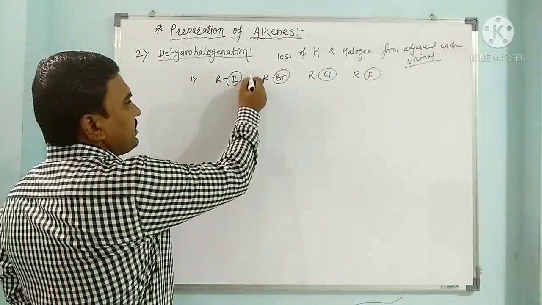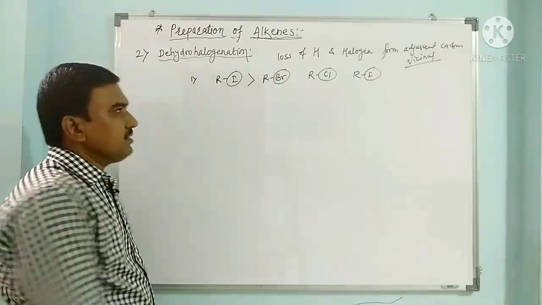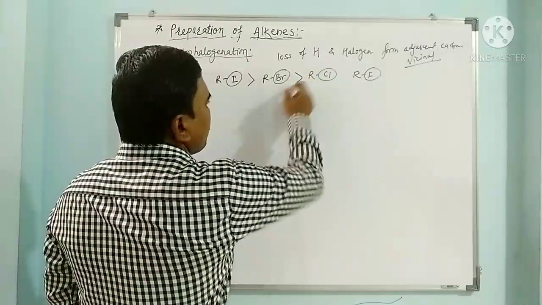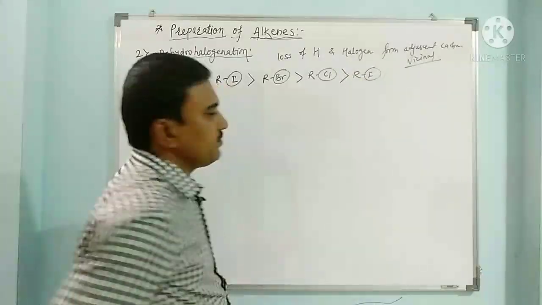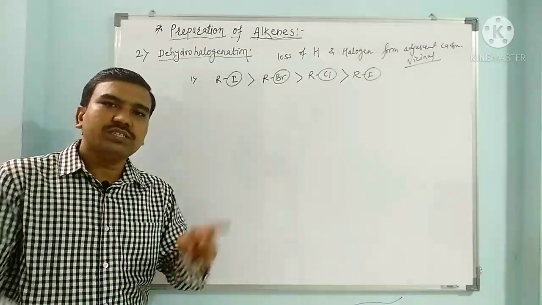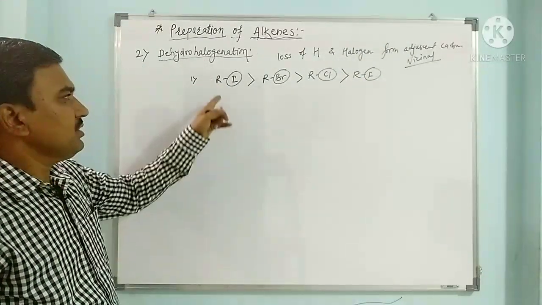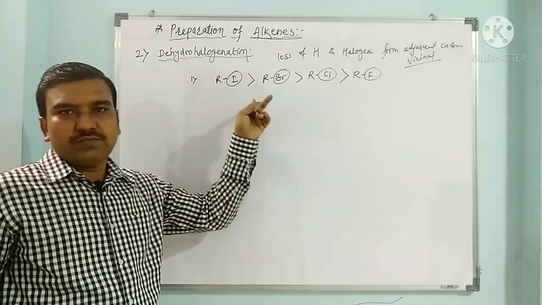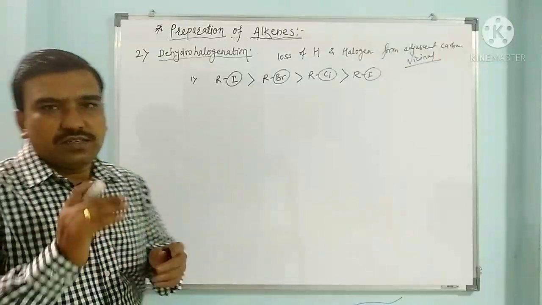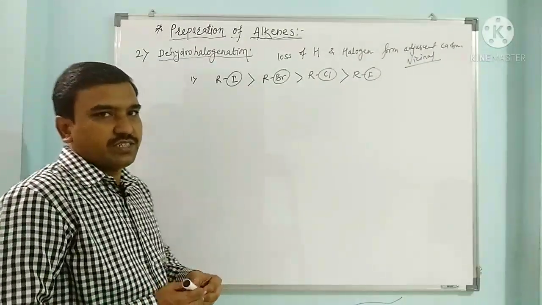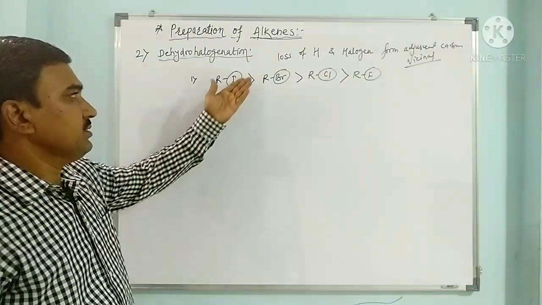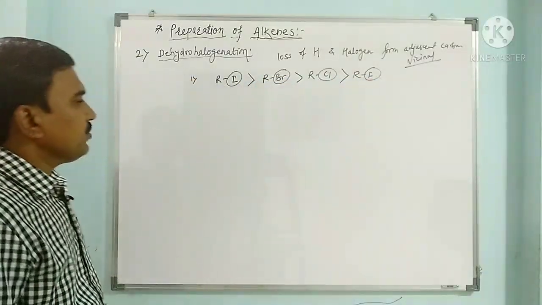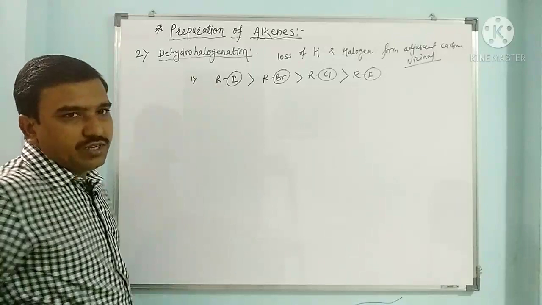So size of iodide is higher than Br, so alkyl iodides undergo faster elimination than alkyl bromide than alkyl chloride. So here reactivity towards elimination depends on size of halogen. So here the size of halogen is higher, so alkyl iodides have a greater rate of elimination than the alkyl bromide, alkyl chloride and alkyl fluoride.